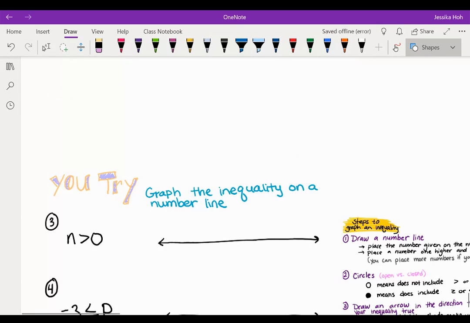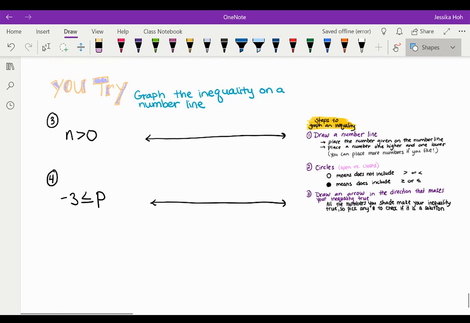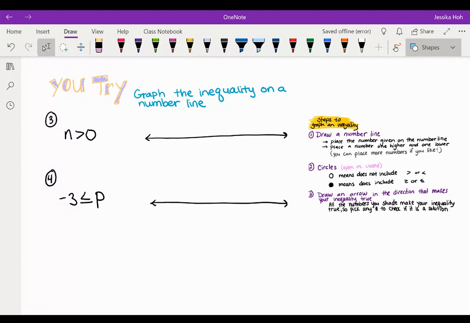I have 2 more you tries for you, so you can pause the video again and then play when you're ready to see your answers. I'm going to write 0, and 1 higher is 1, 1 lower is -1. It's going to be an open circle because it is greater than, it does not include 0. And I'm going to shade to my right. So if I plug in 1 for n, it makes my statement true.